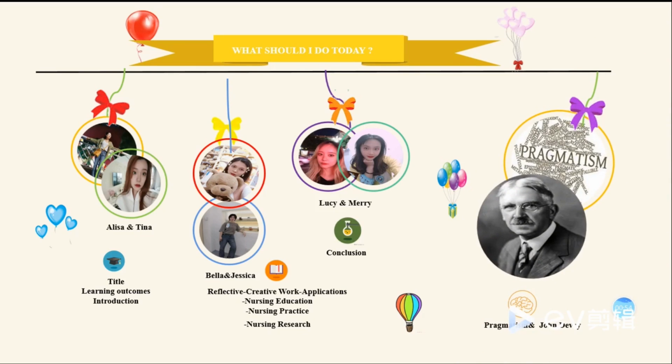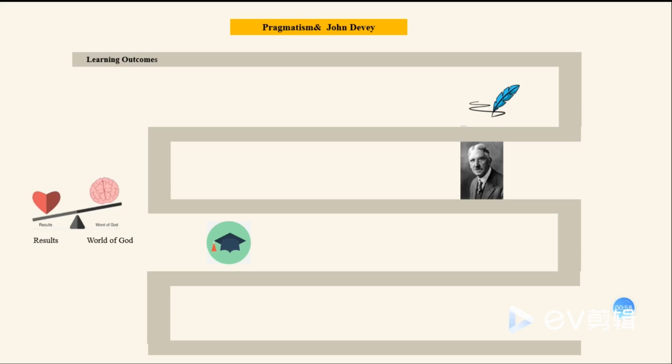So today we learn Pragmatism and Dewey. The title is Pragmatism and Dewey. Learning outcomes. There are 4 learning outcomes.